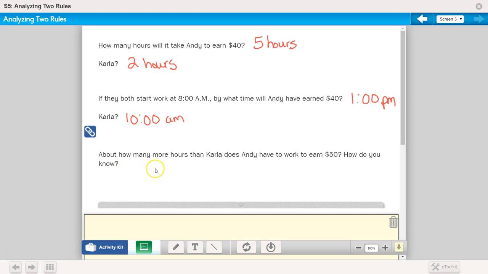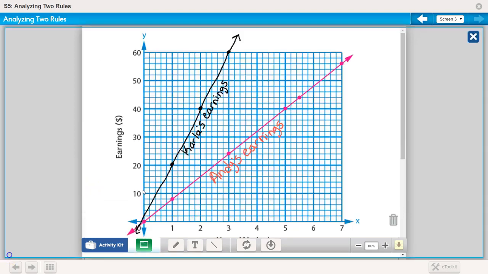About how many more hours than Carla does Andy have to work to earn $50? And how do you know? So to find the answer to this question, I'm going to need to go back to my chart and do some analyzing. So I'm going to find $50 on my y-axis, and then I'm going to move across the x-axis until it intersects with Andy's line. And I can see that Andy's line crosses over the $50 earning mark at a little over 6 hours.